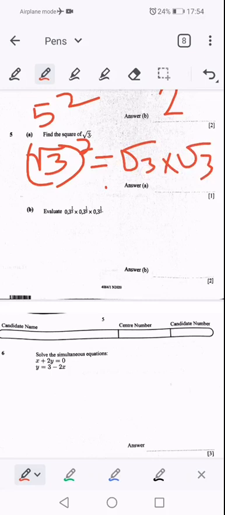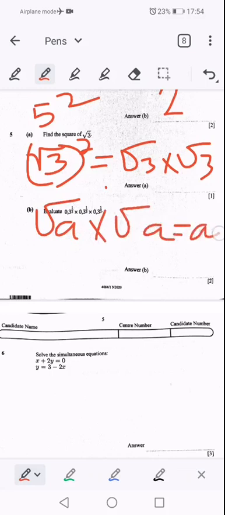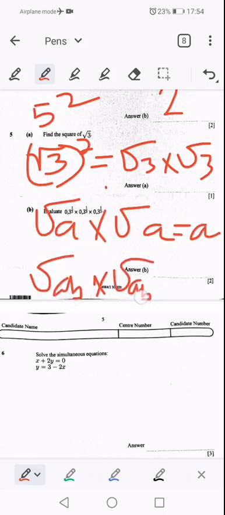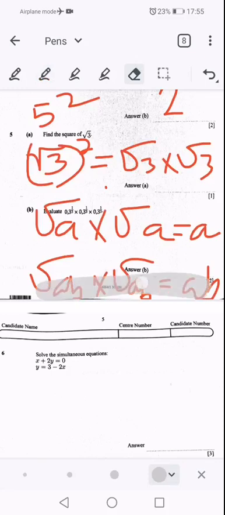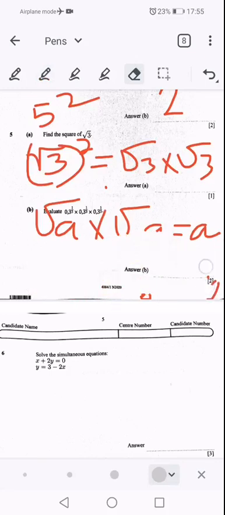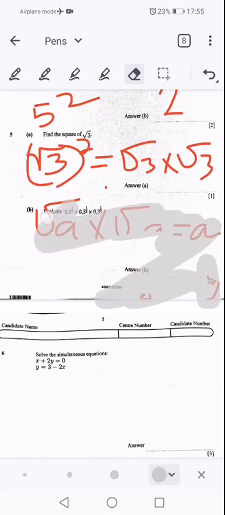Then we follow the laws of surds. My laws of surds say root a times root a gives us a. Likewise, root ab times root ab gives us ab. So we just follow the law of surds: root a times root a gives a, root ab times root ab gives ab. It is just like that. So let me wrap this one. Let me erase this one.